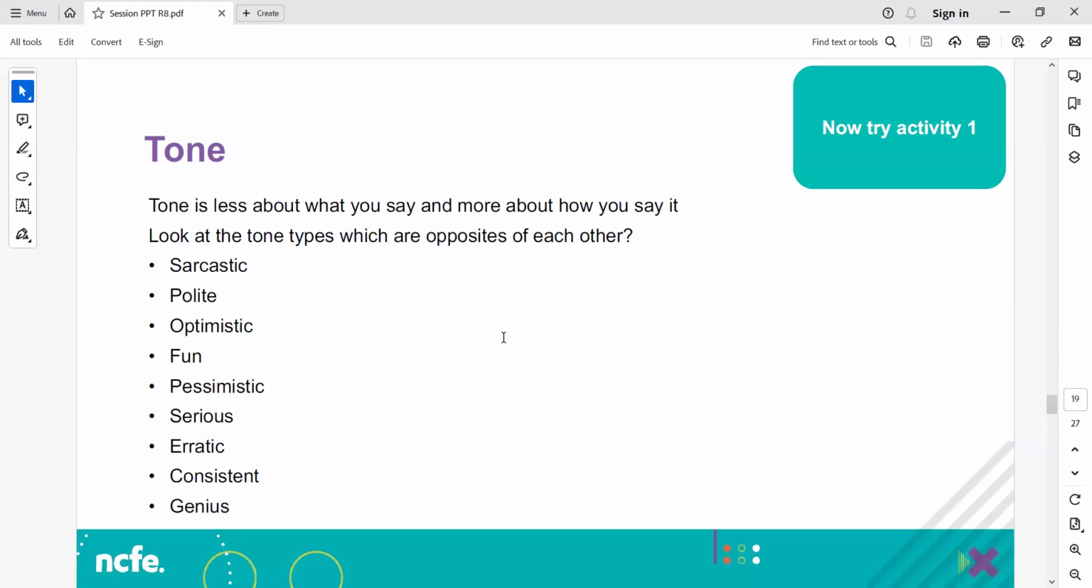And then we've got erratic, consistent, and genius. Can anyone see any opposites in there? Erratic is, is it consistent? It is, yes. Erratic means it's all over the place. It's disorganized. You know, it's not written thoughtfully. Whereas consistent, it's well ordered. There's organization to it. So they are the opposites.